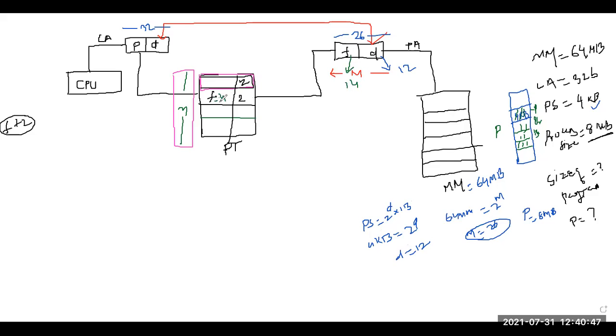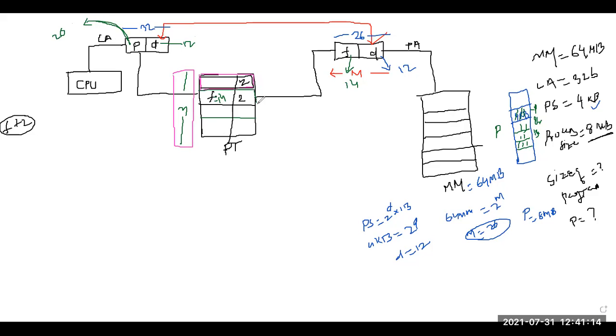I will come back to this; before that, let me solve this one. So 32: out of 32, 12 is for d. Then how many bits for P? 20. Fine. Now we already know that every process has its own page table. Now I have to calculate the size of this page table.